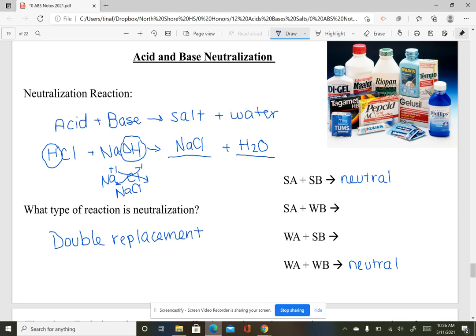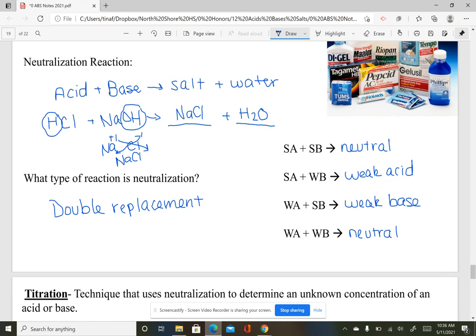Same thing if both are weak. If you have a weak acid, you can mix it with a weak base, and that will give you something neutral. If you take a strong acid and a weak base, that weak base is not going to have enough power to neutralize that strong acid. So it will bring the pH up a little bit, but it will create a weak acid, not something that's neutral. Same thing if you have a weak acid and a strong base. That strong base is going to overpower your weak acid, and you'll end up getting a weak base as your product instead of something neutral. So you do want to pay a little bit of attention to what kinds of substances you're mixing together and the amounts.